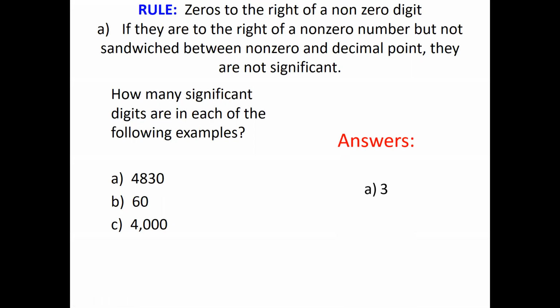So A would be 3. How many would B have? 1. 1, yes, sir. Thank you. And what about C? 1. Also just 1. Perfect. All right.